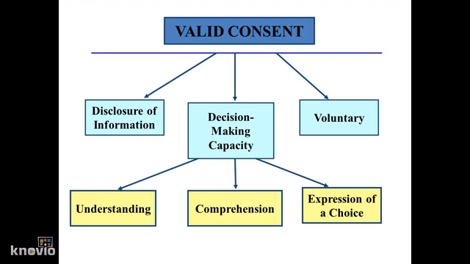So what makes up a valid consent? It consists of several elements. One, there has to be adequate disclosure of information. And then with this information, the individual has to have decision-making capacity, which means that they have to understand the information, they have to comprehend the information and appreciate how this information concerns them, and then they have to be able to express a choice. And then finally, the individual has to make a voluntary choice.